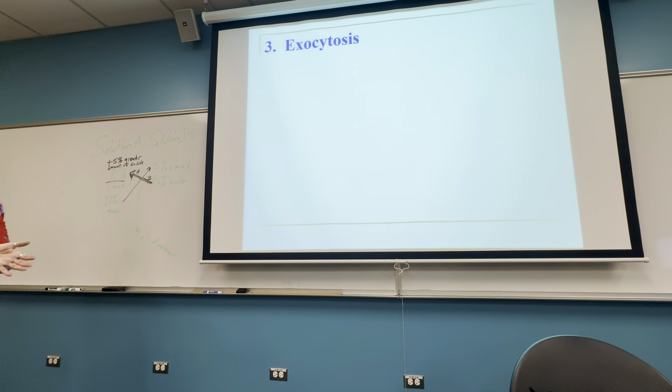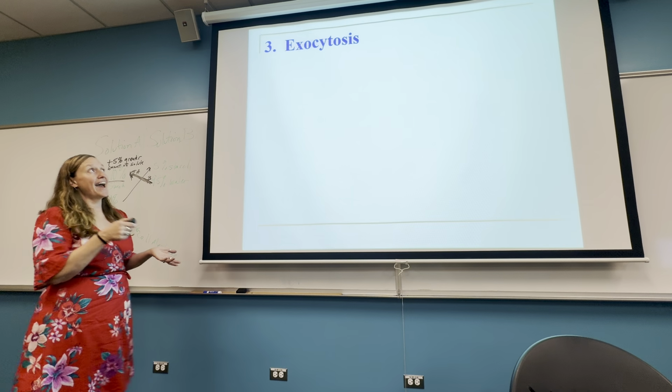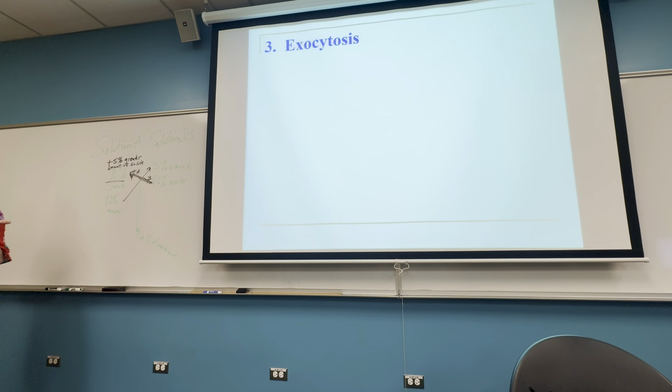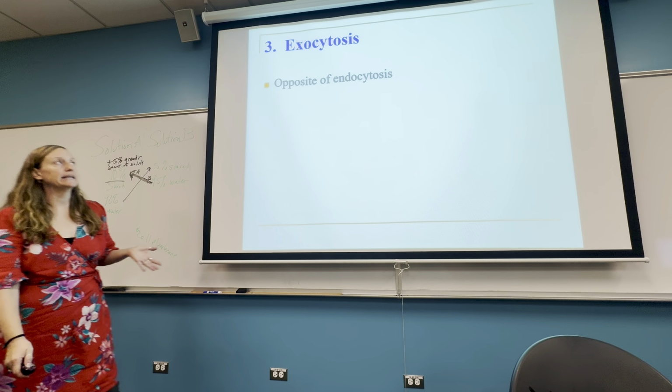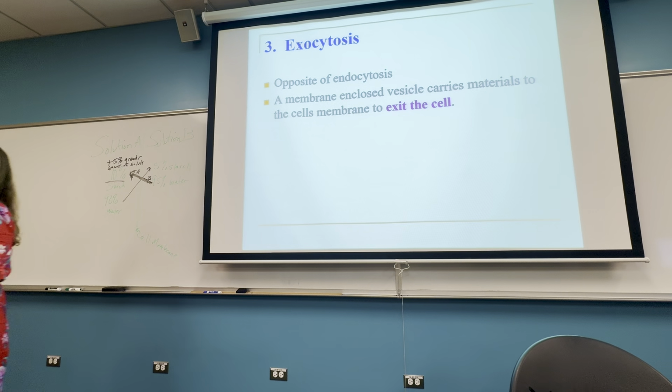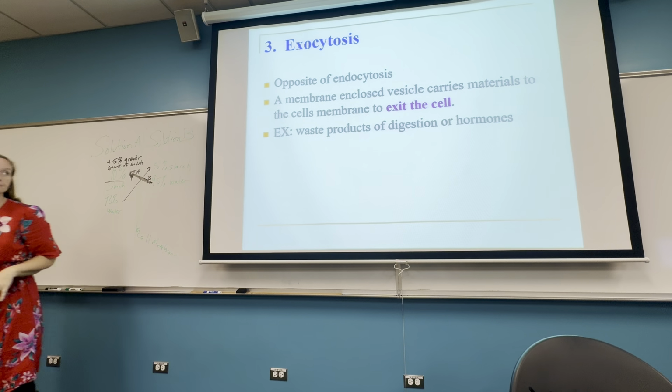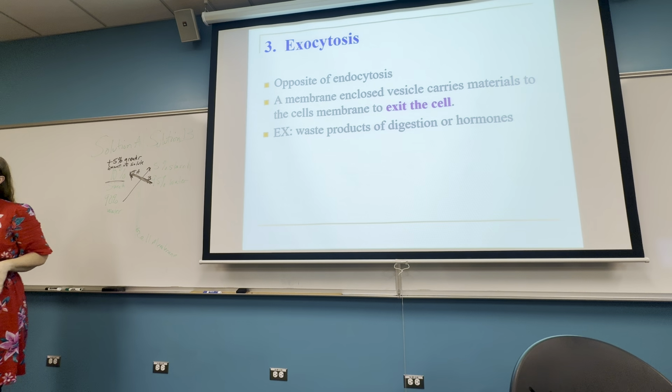All right, what happens when something has to go out of the cell? It has to exit. Exocytosis, exit. So if you can't remember what endo means, you certainly can remember exo, exit. So something is going to leave the cell, the opposite process of endocytosis. Something's made in our cell, like maybe a waste product, put a vesicle around it, bring it to the cell membrane, and then push it out. Could be a hormone. Your cell makes a hormone, and it's going to send that message over to some other cell.